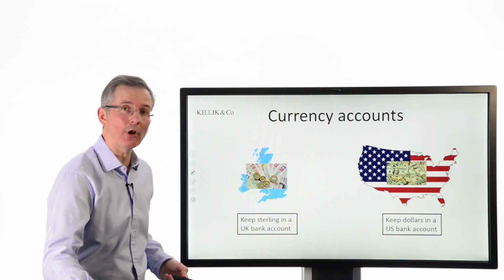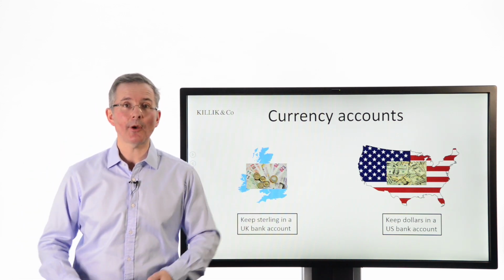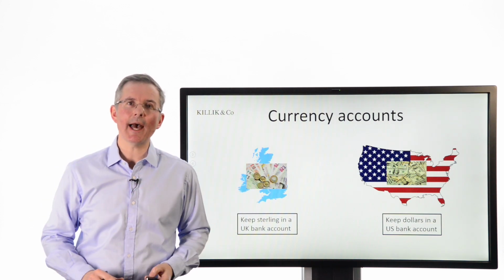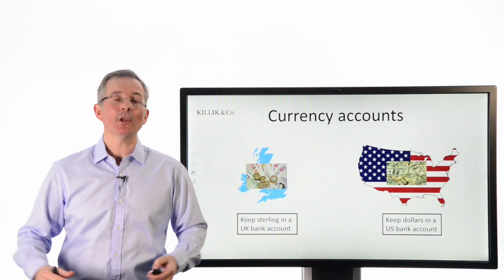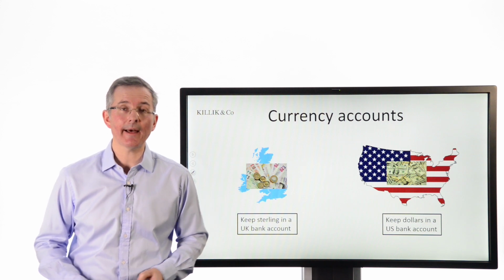Pay it into a US dollar bank account in the US and then use it to pay your dollar expenses in the US. So in other words, keep everything, if you want to call it that, offshore, keep it outside the UK. And you might run those bank accounts in a number of different countries if you've got assets in those countries and or you work there or visit regularly. Okay, that can make a lot of sense.